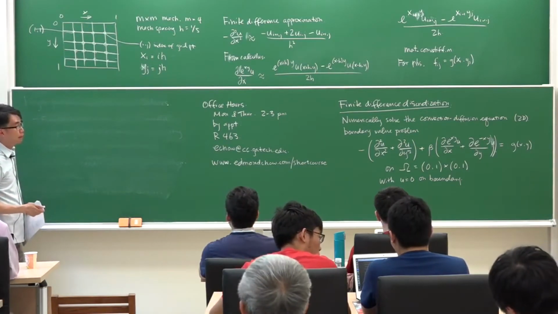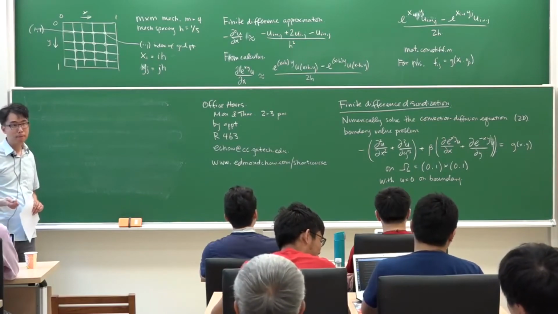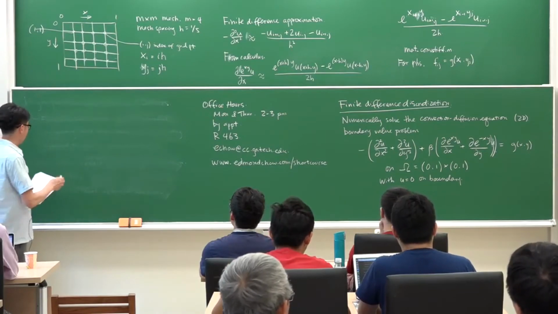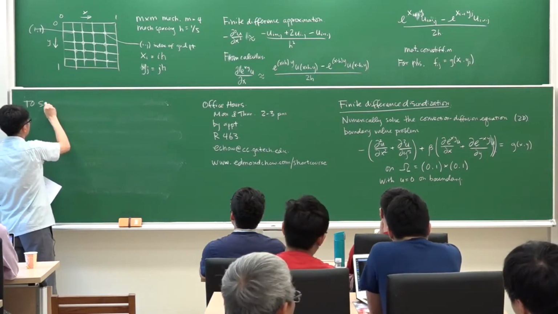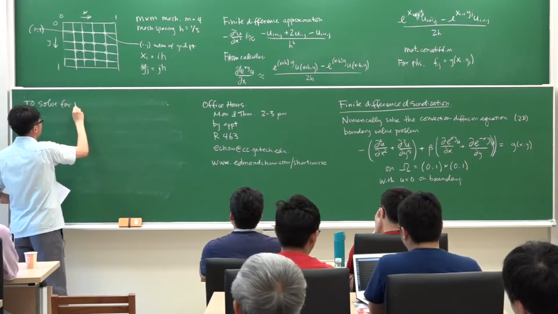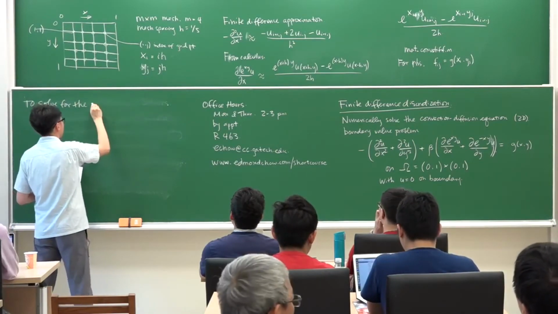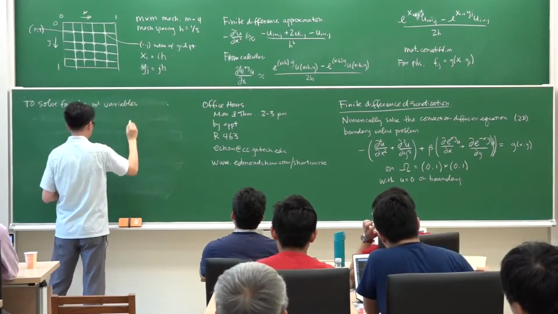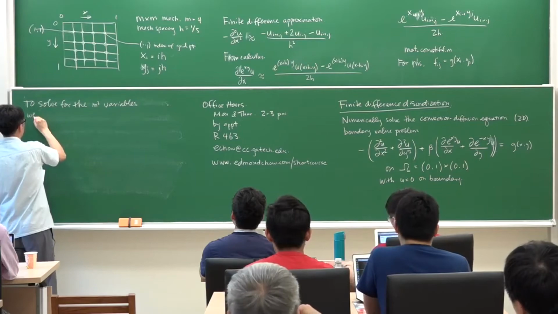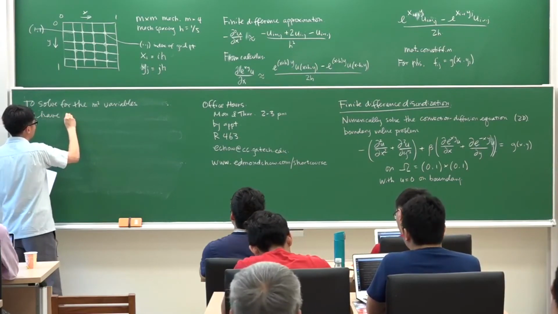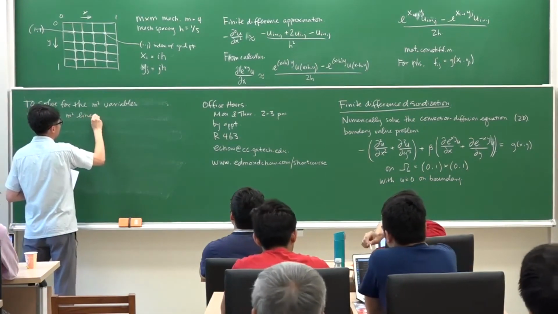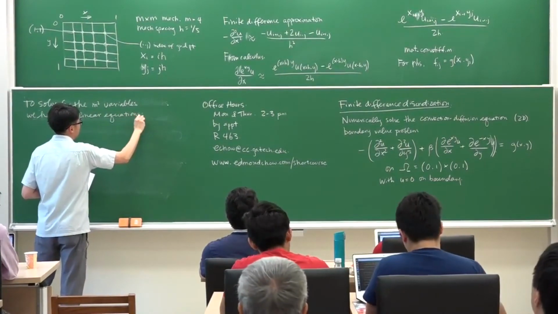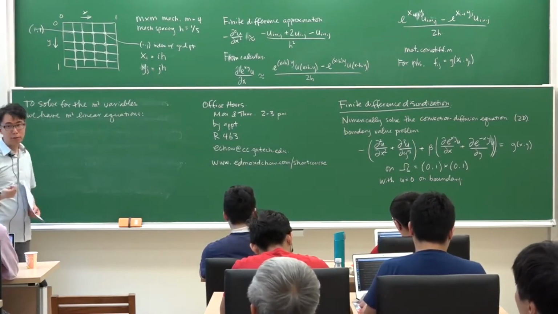All right, so now we have m squared variables, and we have m squared equations, one at each of the grid points. To solve for the m squared variables, because it's a linear problem, we have m squared linear equations.